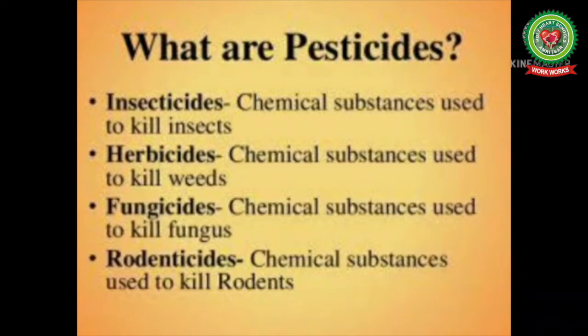Number one is insecticides, chemical substances used to kill insects. Second one is herbicides, chemical substances used to kill weeds. Fungicides, chemical substances used to kill fungus. Rodenticides, chemical substances used to kill rodents.